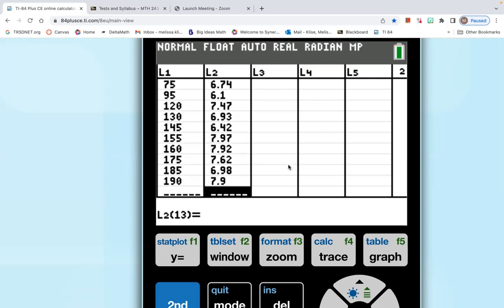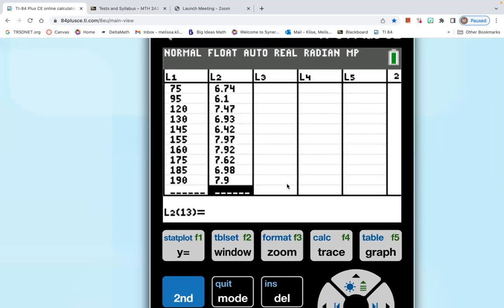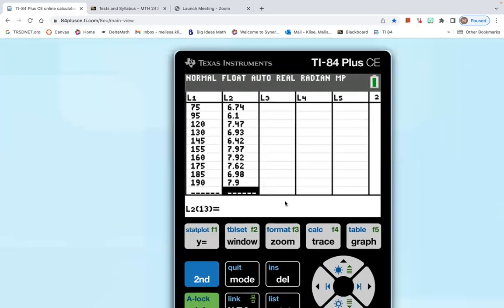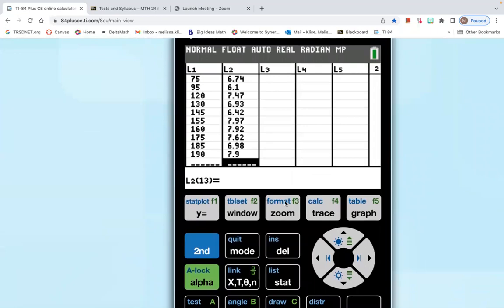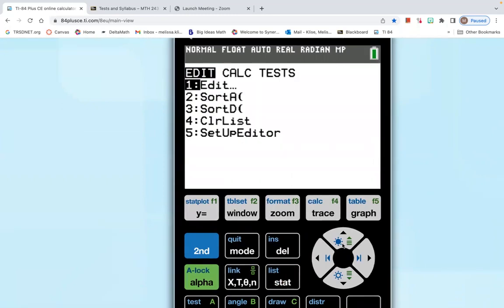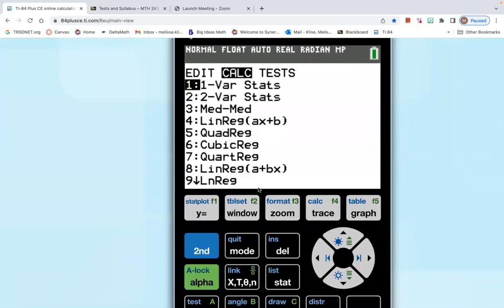Okay. Make this smaller. Okay. Anyone need another moment? Are we good? All right, you're going to hit the stat button. Now, once you have all of these in, hit the stat button and then arrow over to calc. We want number 4, LinReg(ax+b). It's linear regression ax plus b. That's what we're looking for.